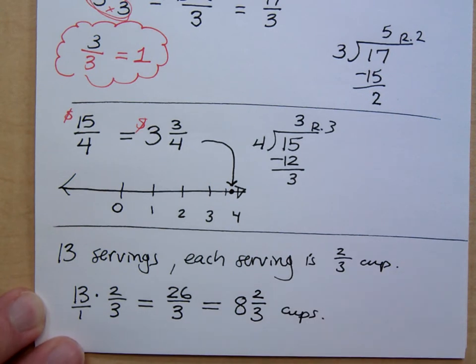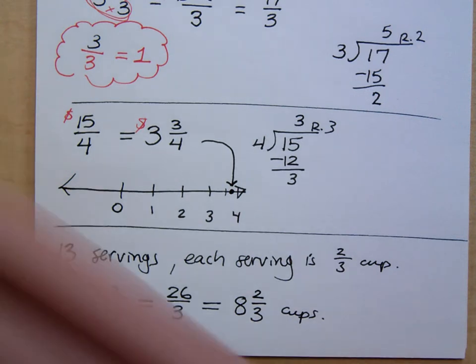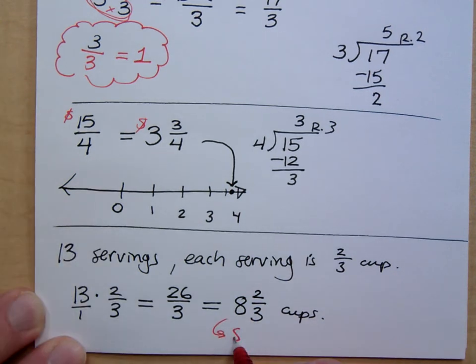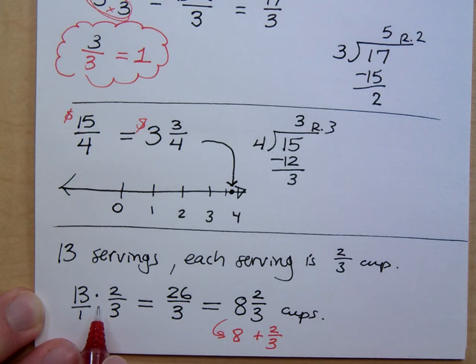Now I want you to notice the difference here. Is there a symbol between the 8 and the fraction 2/3? No, so this guy here means 8 plus 2/3. So I should be able to get 8 full cups and then 2/3 of another cup. When I had the multiplication symbol here at the beginning, that is not a mixed number. This is multiplication. There's something that needs to be done there.